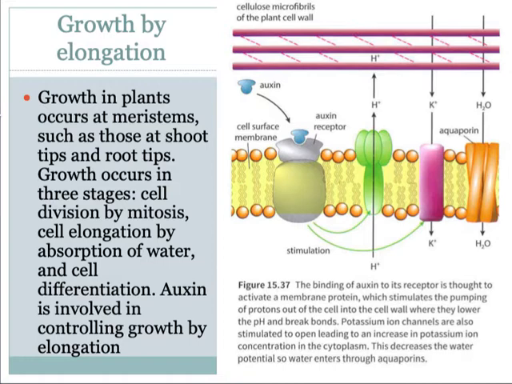Growth in plants in this way occurs at the meristems, such as those at the shoot tips and root tips. Growth occurs in 3 stages: cell division by mitosis, cell elongation by absorption of water, and cell differentiation. And auxin is involved in controlling growth by elongation.